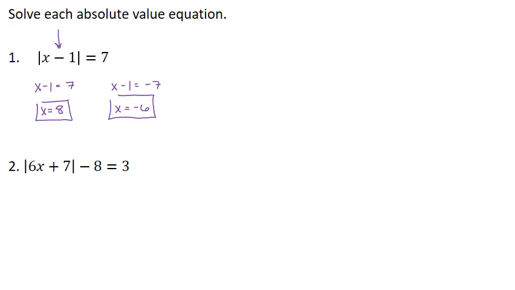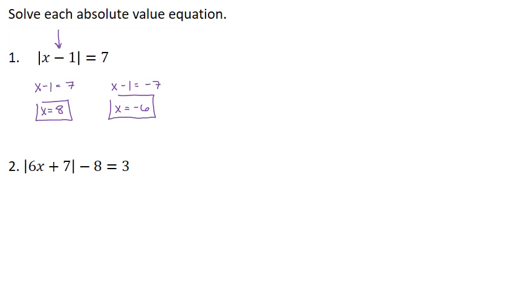And just for this first one, let me double check it with you. Plug 8 back into the original problem. 8 minus 1 is 7. The absolute value of 7 is 7, so that's good. Plug in negative 6. Negative 6 minus 1 is negative 7, and the absolute value of negative 7 is positive 7. So that is why you have two solutions to this absolute value equation. All right, so now that we went through the idea, let's work some other ones.